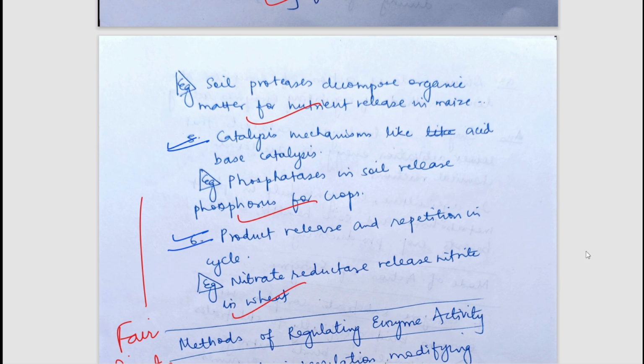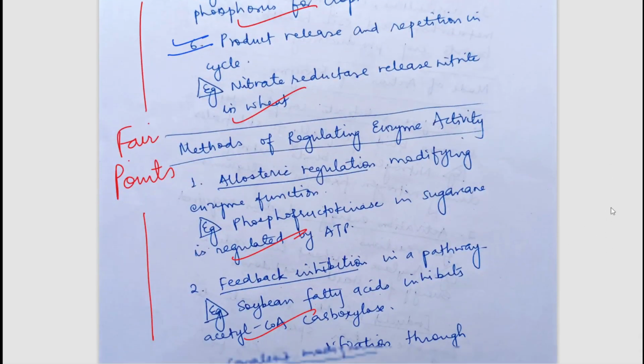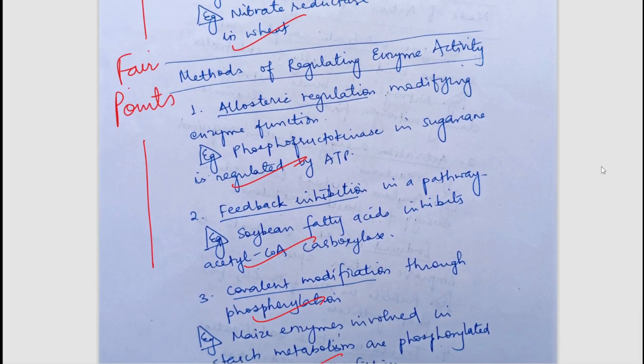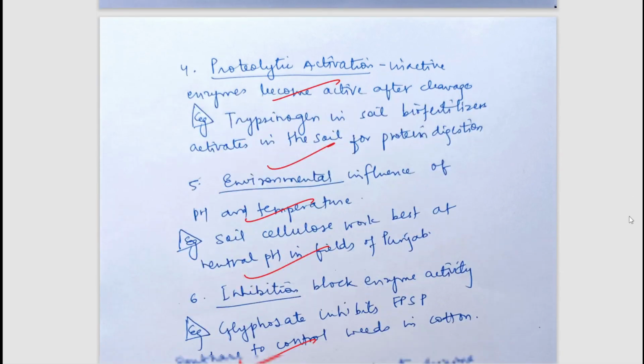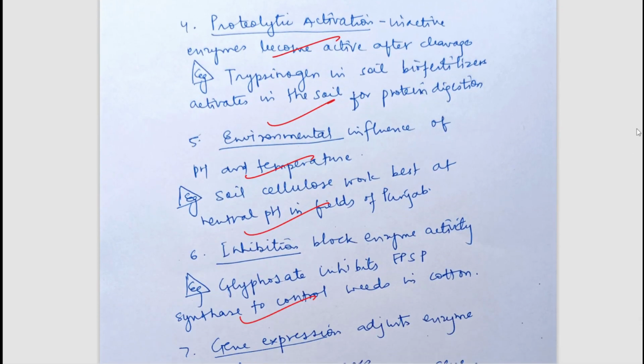So fairly written points. Next, what are the methods of regulating enzyme activity? So we can do allosteric regulation by modifying the enzyme function. We can do feedback inhibition. We can do covalent modifications. So you can simply pause and read these well written points. Examples have also been mentioned. There could be proteolytic activation.